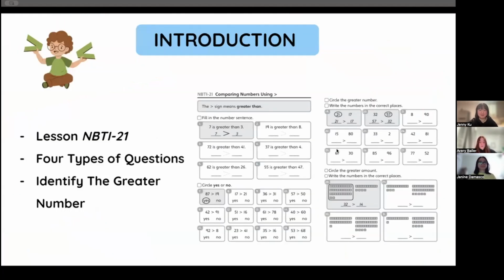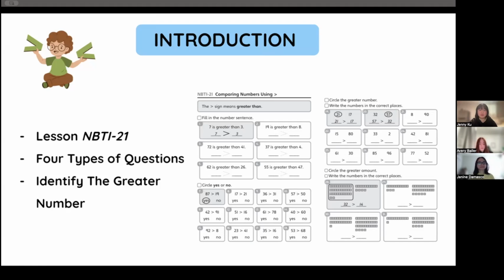So we chose the task NBTI 2-1 from the Jump Math workbook, comparing numbers using the greater than sign in grade 2. In this task, there are 4 different types of questions that each allow the students to focus on identifying the greater number. In the first set of questions, students are required to fill out the numbers and the symbol, which allows children to recognize the symbol and how to use it.